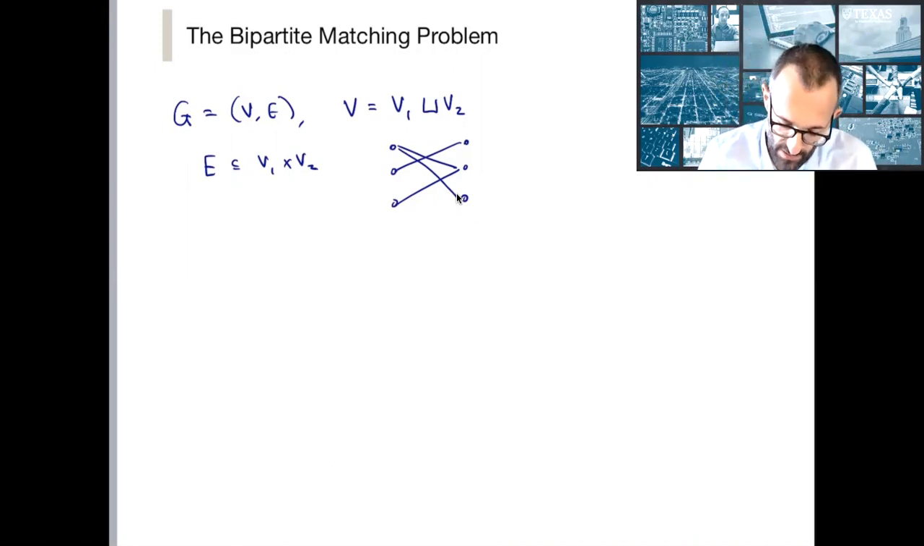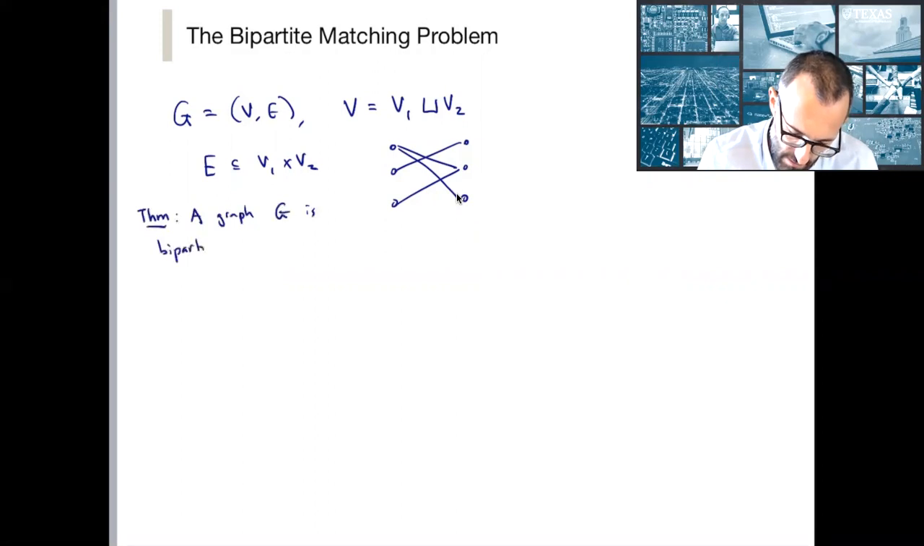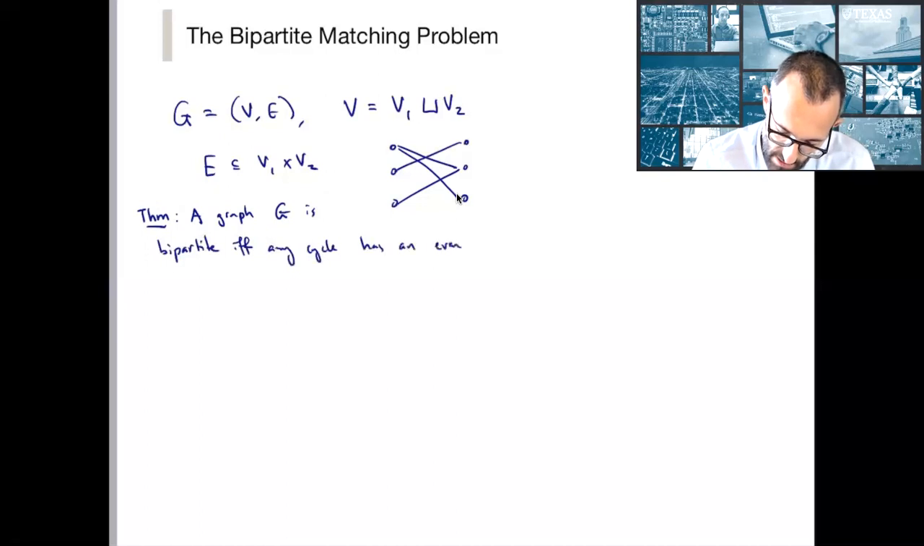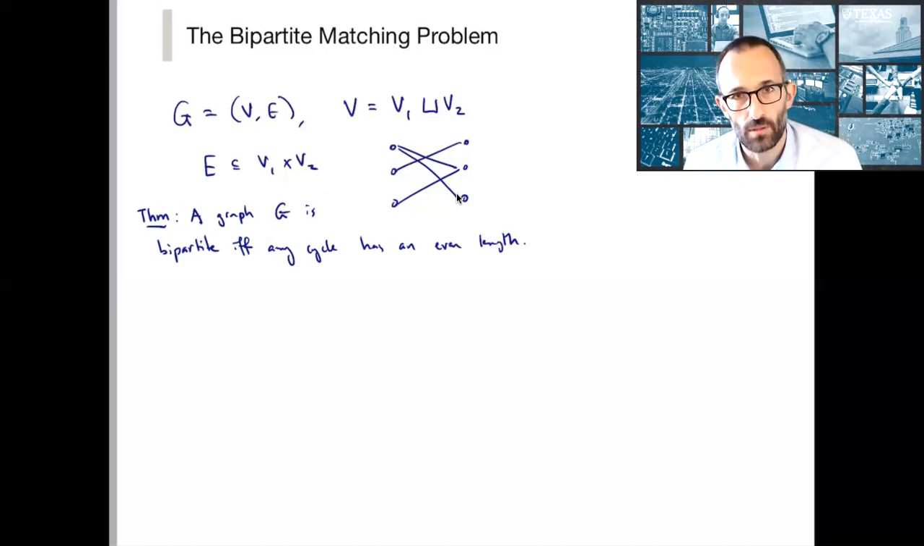So let me just write down this characterization. I'll write it as a theorem, though it's pretty simple. A graph G is bipartite if and only if any cycle has an even length. So, for example, if you have a graph that has a triangle, it certainly cannot be bipartite.